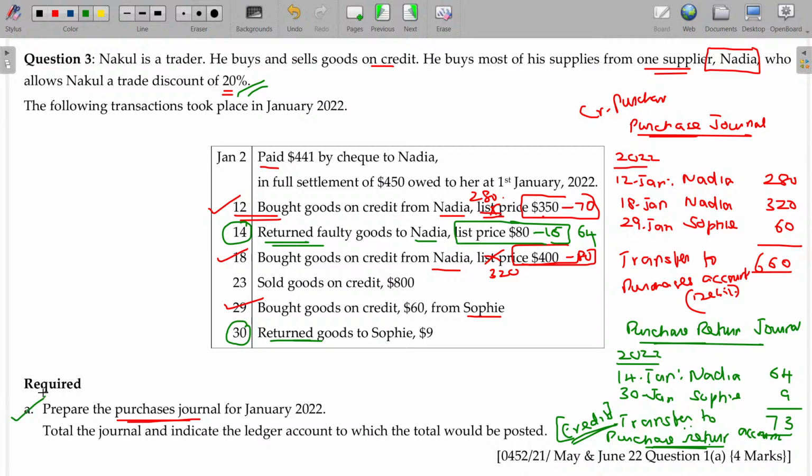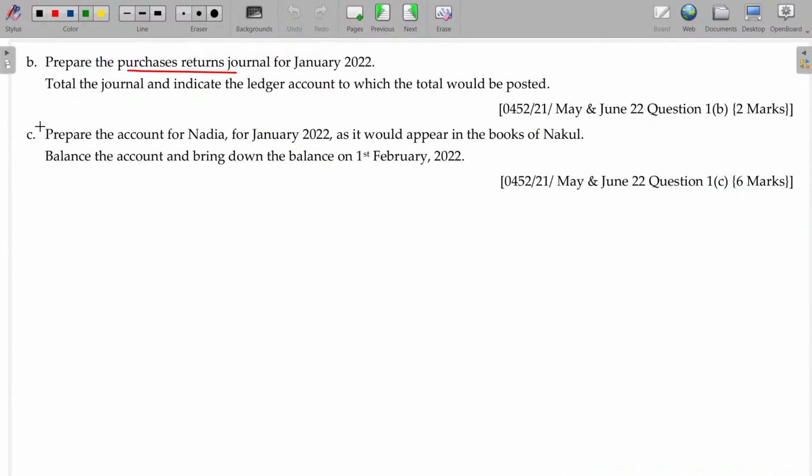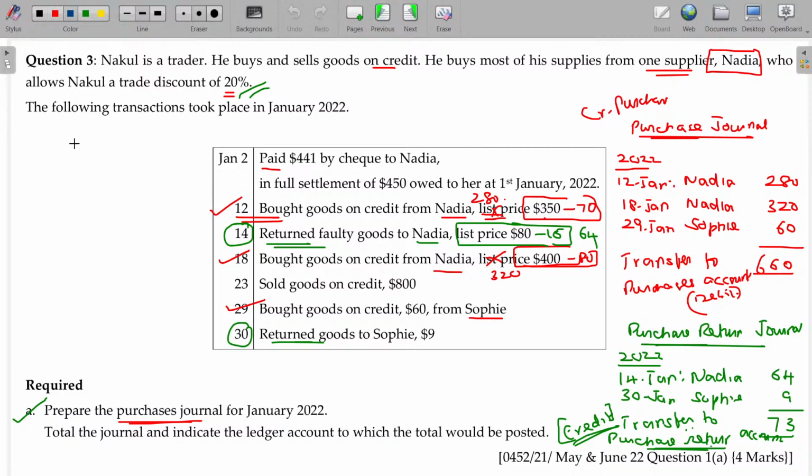A is also over. B is also over. In C, prepare the account for Nadia for January 2022 as it would appear in the books of Nakul. So we have to open the Nadia account. Who is Nadia here? Nadia being creditor.